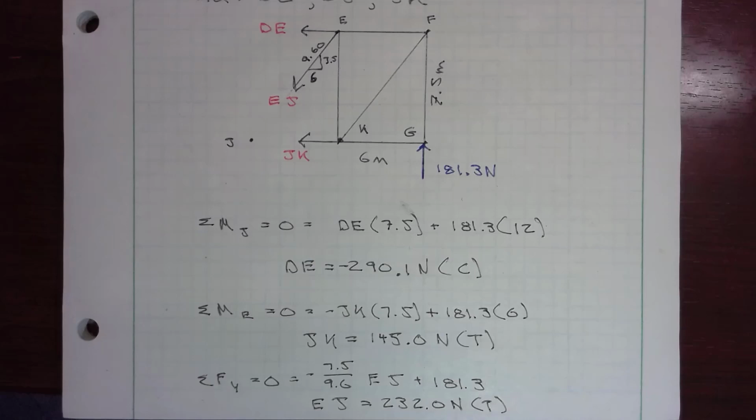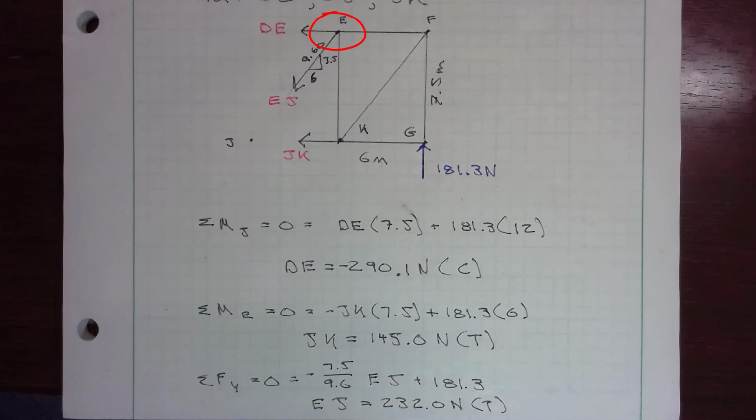So it's 290.1 newtons compression. I then take the summation of moments about E. This is where I could have started instead of J as well. It eliminates DE and EJ, and I solve for JK, and I get 145.0 newtons, which is in tension, and therefore I guessed correctly.